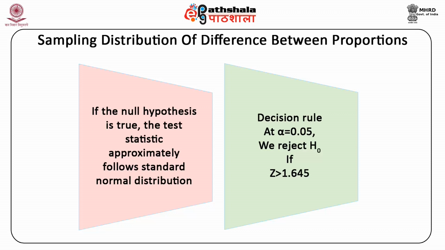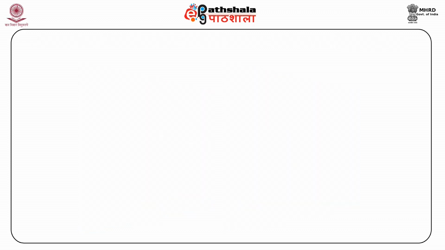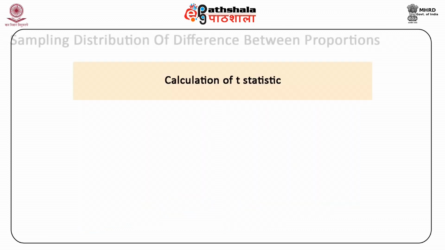The decision rule states that with alpha equal to 0.05, the critical z-score is 1.645. We reject if z is greater than 1.645.